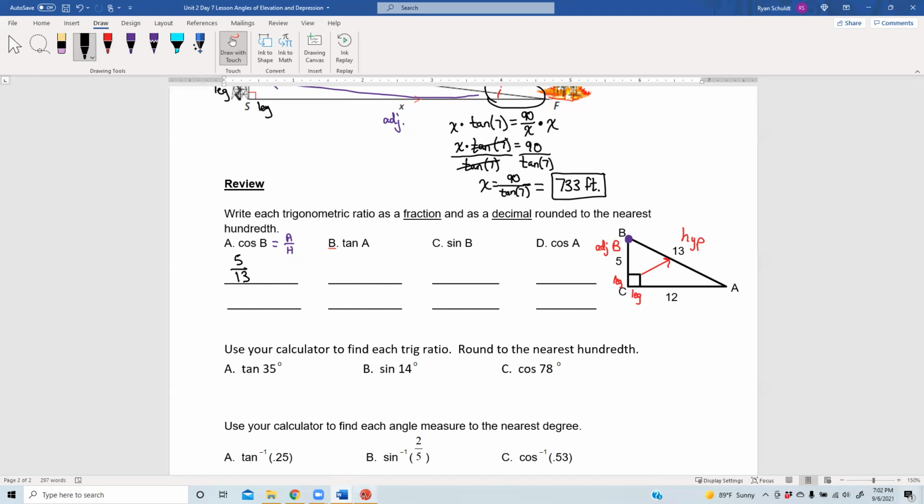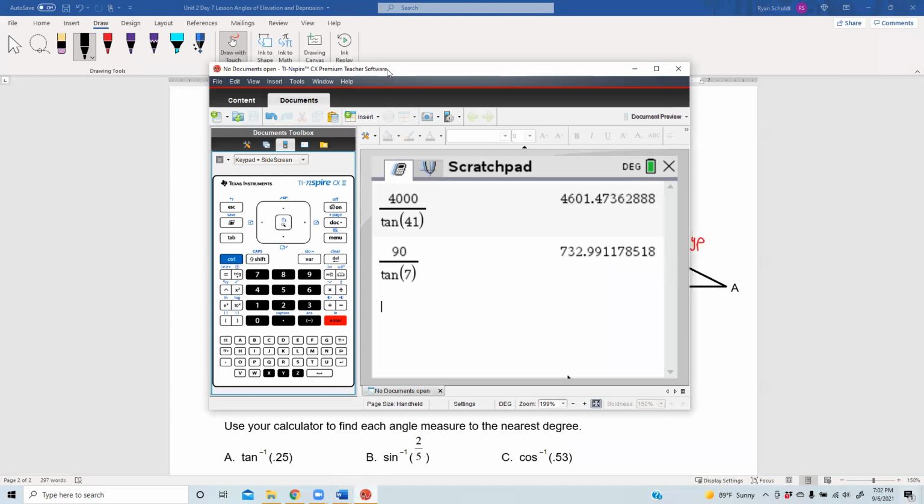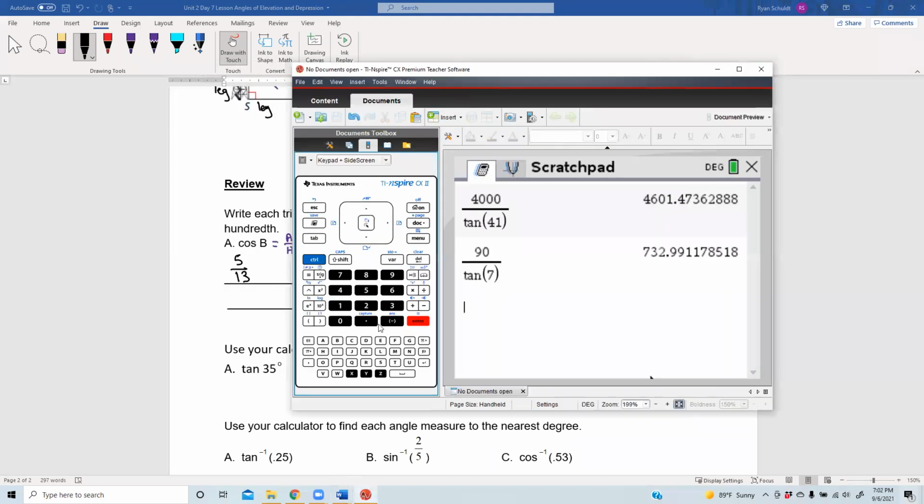Now they want that as a decimal. Again, we're not going to hit trig. There's no trig to do here. We just did the trig. We found the ratio. We just want to do 5 divided by 13. And then I'm going to hit Control Enter because I want a decimal. To the nearest hundredth, that's 2 decimal places. It's going to be 0.38.